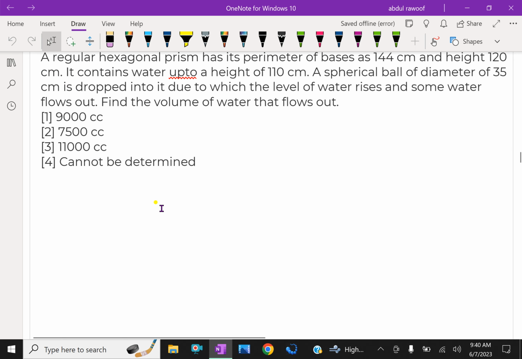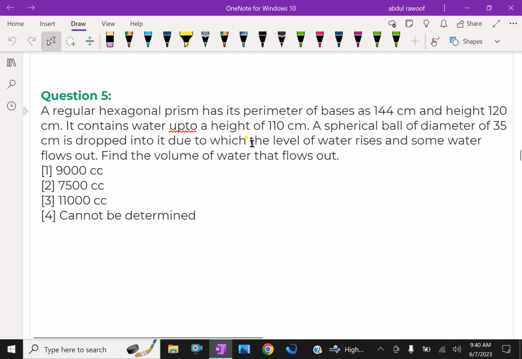Question number 5. A regular hexagonal prism has its perimeter of base 144 centimeter and height 120 centimeter. It contains water up to a height of 110 centimeter. The spherical ball of diameter 35 centimeter is dropped into it, due to which the level of water rises and some water flows out. Find the volume of water that flows.